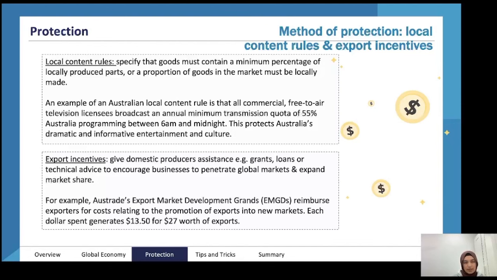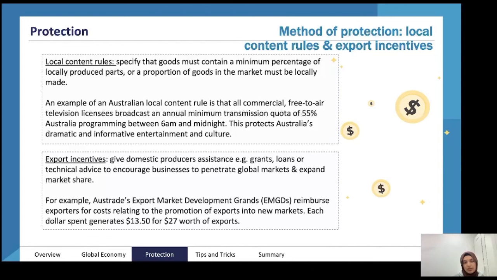So another example is the one that I've got listed there. An example of an Australian local content rule is that all commercial free-to-air television licenses broadcast an annual minimum transmission quota of approximately 55% Australian programming between 6 a.m. and midnight. So this protects Australia's dramatic and informative entertainment and culture. So essentially still trying to encourage Australian businesses.